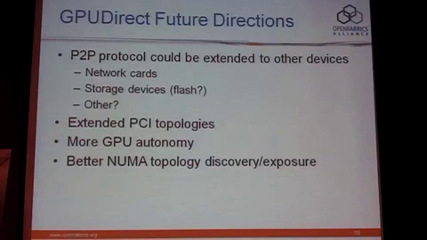Additionally, extended PCI topologies. As I mentioned, most of the deployments now are with either 2 or 4 GPUs per node. The China systems are 1 GPU per node. That's due to what they're working on. Most of what we're seeing right now is 2 GPUs per node. Multiple vendors have systems in the works that go to 4 GPUs or beyond in a single node. And again, more GPU autonomy and better NUMA topology discovery, exposure, and exploitation.